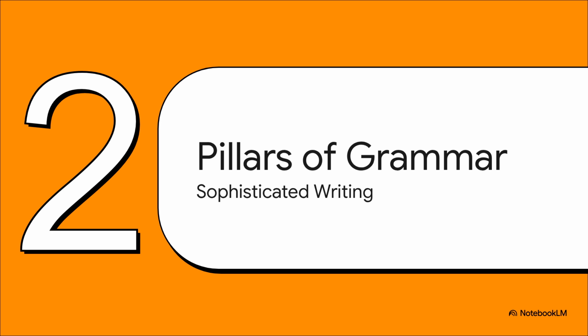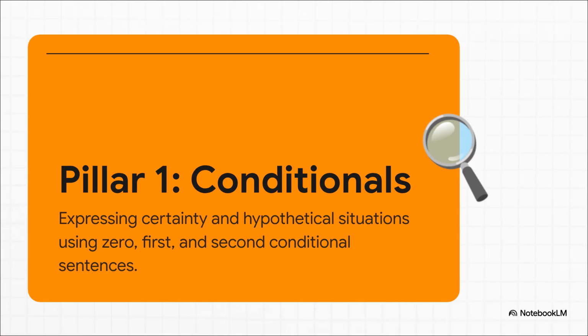So what are these building blocks of sophisticated writing? Well, this curriculum zeroes in on three key pillars of grammar. These are the essential structures that hold up complex academic arguments. The first pillar, conditionals. This is where students learn to talk about nuance, to go beyond simple facts. Using sentences like, if this happens, then that will happen, lets you create hypotheses, make predictions, and explore possibilities, all skills you absolutely need for academic work.